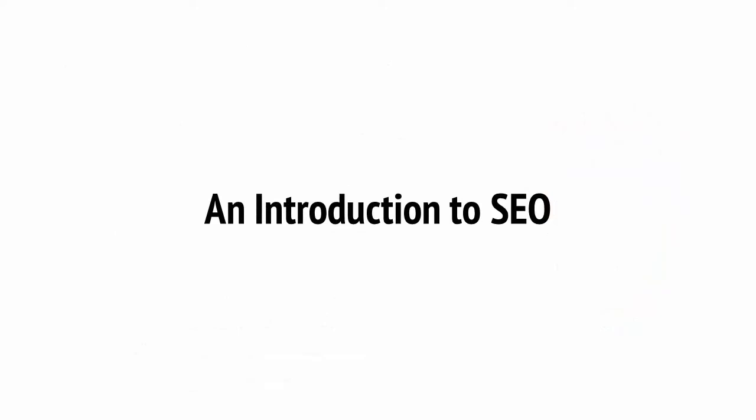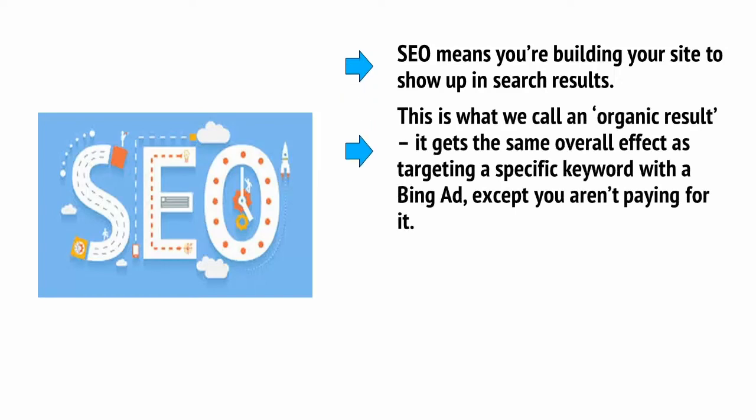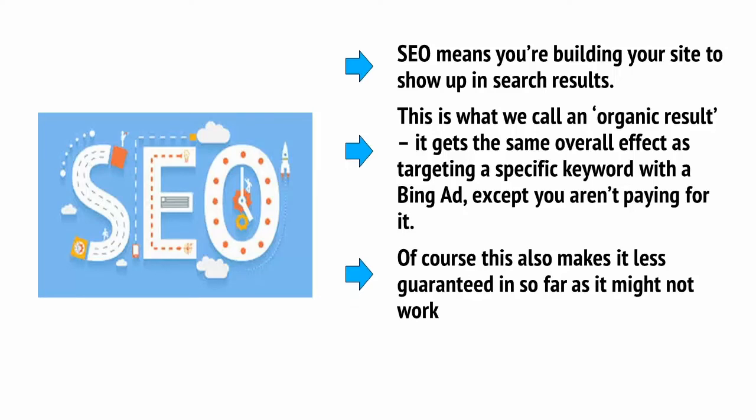Before we look at SEO for Bing specifically, it makes sense to first look at SEO generally. Just what is SEO? How does it work? And what does it involve from a marketing perspective? Essentially, SEO means you're building your site to show up in the search results, the aforementioned SERPs. This is what we call an organic result. It gets the same overall effect as targeting a specific keyword with a Bing ad, except you aren't paying for it. Of course, this also makes it less guaranteed insofar as it might not work.